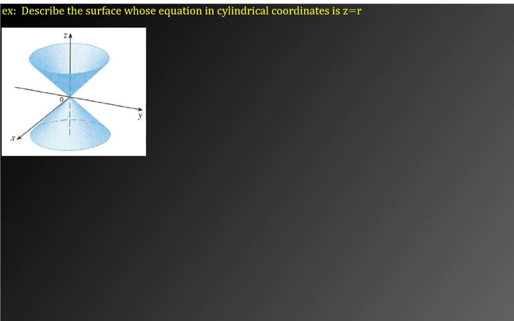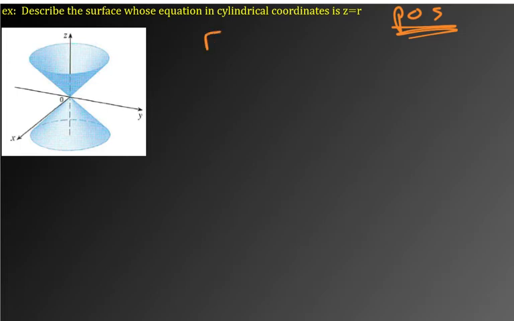All right, so some equations in cylindrical coordinates look kind of funny. If you think about trying to describe the surface whose equation is just z equals r, you would see that you actually get something pretty familiar. One thing to note, z equals r is always going to be positive, because r is always positive. So we can't get anything negative with our graph.